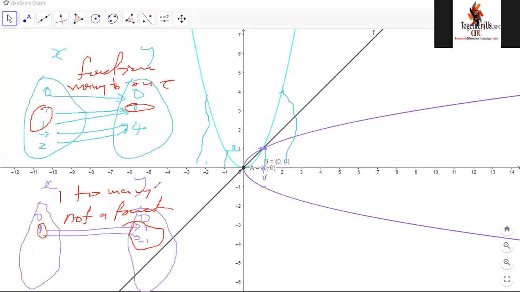I want you to establish this, guys, right in your heads. I want this to be part of your nature. Know the kinds of relationships that are there and how we tell if one is a function or one is not a function.